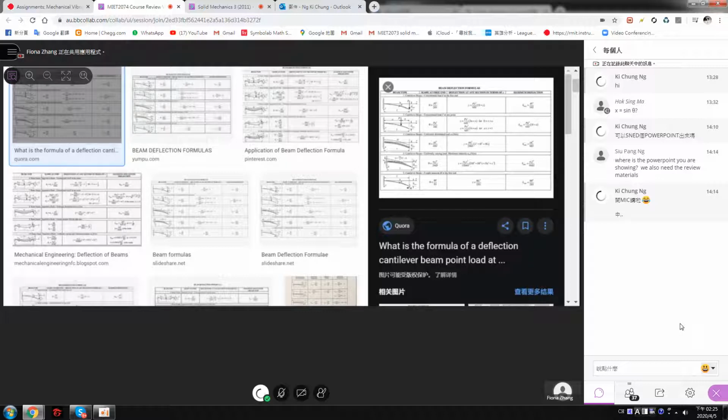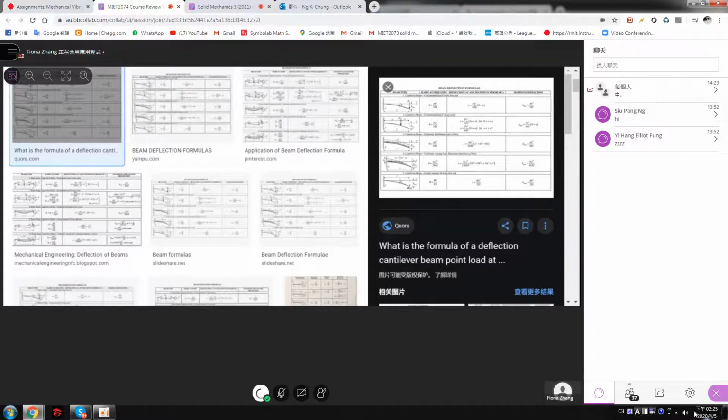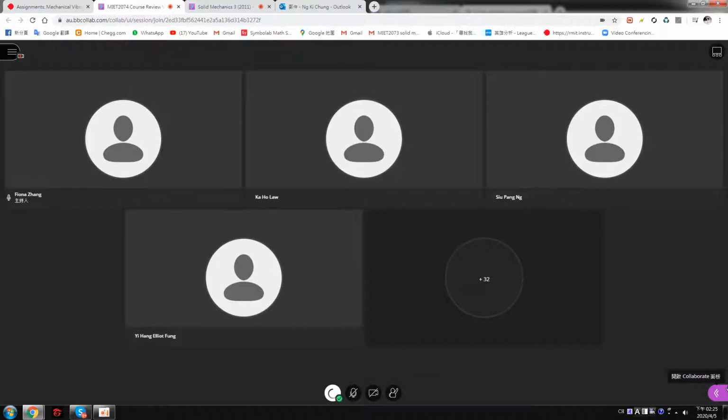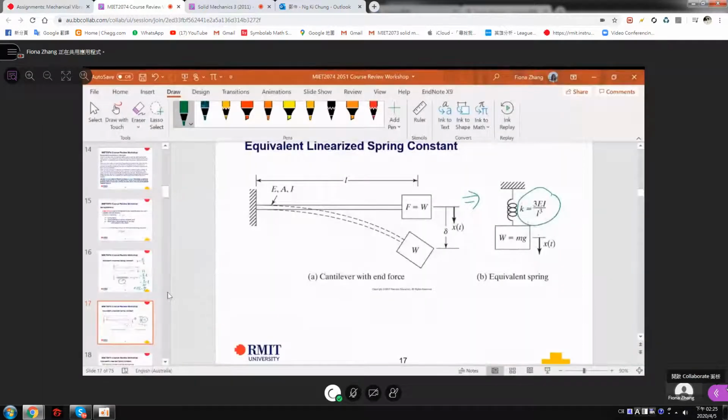Right, so if you're on the computer, you can search by yourself for the beam deflection formula for the cantilever. From here you get the delta max, and you can get P over delta, which is the same. All right, so this is how the spring constant comes from.